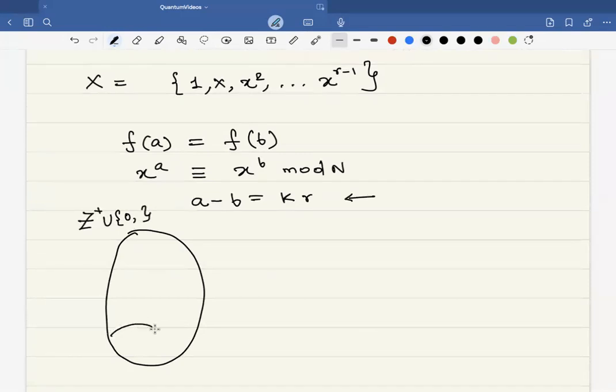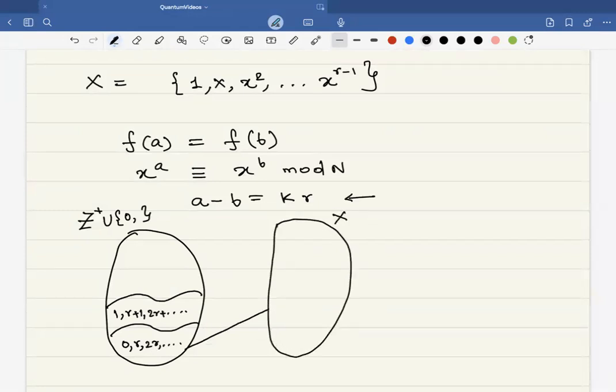And the hidden subgroup is going to be our 0, R to R, and so on. And so the cosets are going to be 1, R plus 1, 2R plus 1, and so on. And then the set X will have 1, this will be X, and then X to the power R minus 1. Over here, the last one will be R minus 1, 2R minus 1, and so on. Right? So these are the cosets.